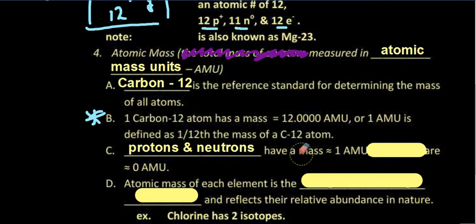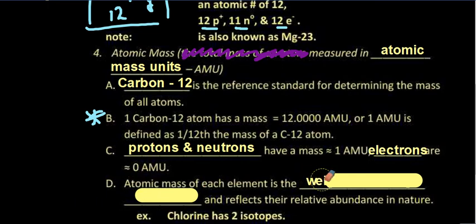Okay, protons and neutrons have a mass of about 1 AMU, where electrons are about 0 AMU. Protons and neutrons are slightly less than 1 atomic mass unit, and electrons are slightly more than 0 atomic mass units.